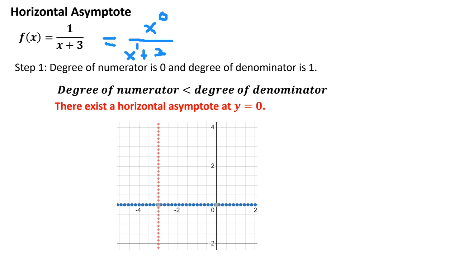So here it's clear to see that the degree of the numerator is 0, the degree of the denominator is 1. So the degree of the numerator is smaller than the degree of the denominator, so hence I have a horizontal asymptote at y equals 0. And I represent that as a horizontal line. Opposite to a vertical asymptote is a horizontal asymptote, which is a horizontal line. So these are the two things that are restricting my graph.